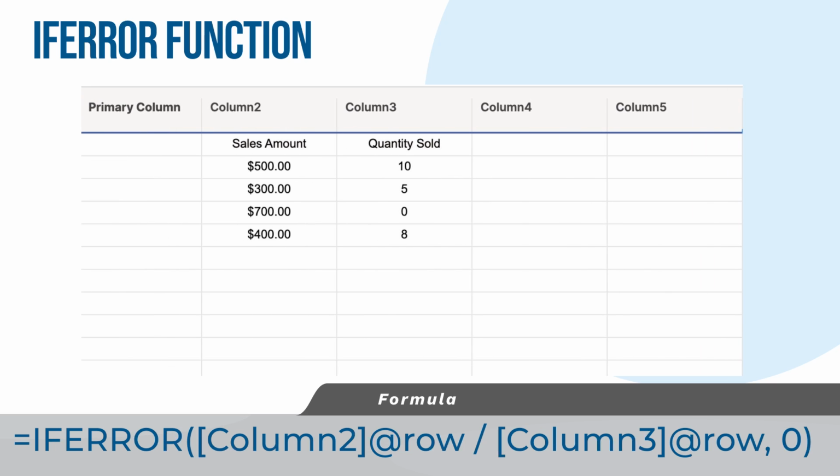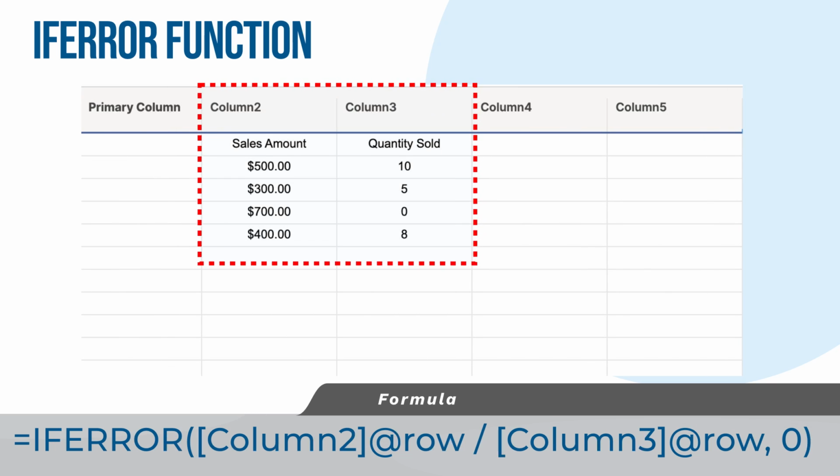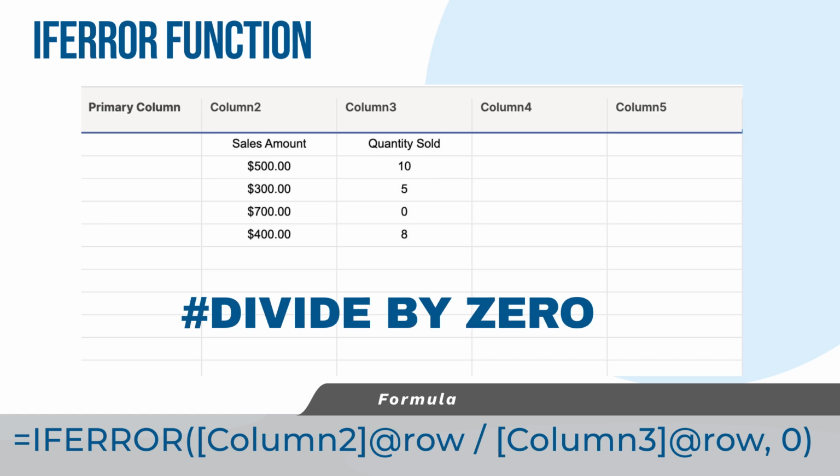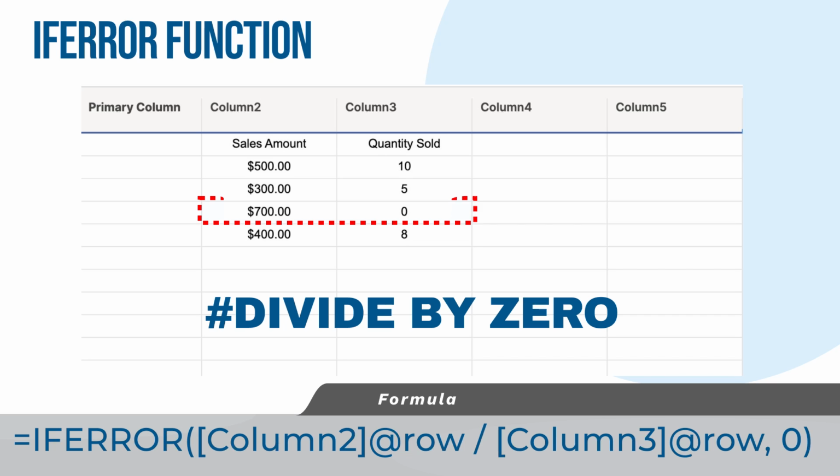Now, let's look at our example. We have a sheet of sales data with columns for sales amount, column 2, and quantity sold, column 3. We want to calculate the average sale price per unit, which is done by dividing the sales amount by the quantity sold. Our goal is to calculate the average sale price per unit, but we need to handle any potential division errors, such as dividing by 0.